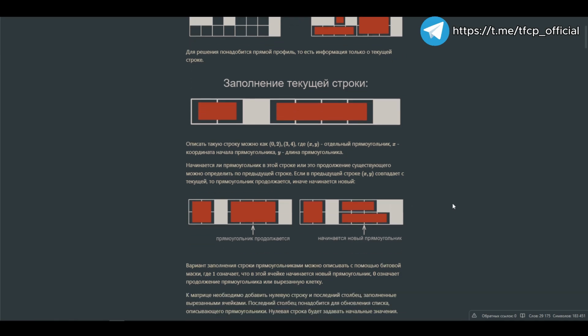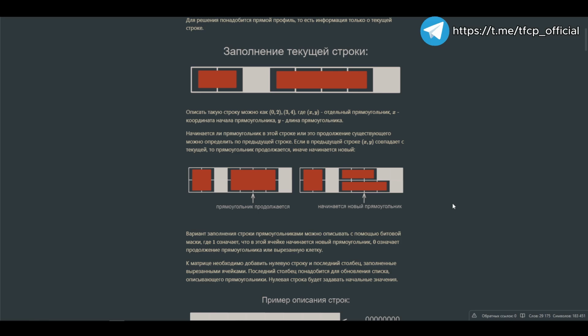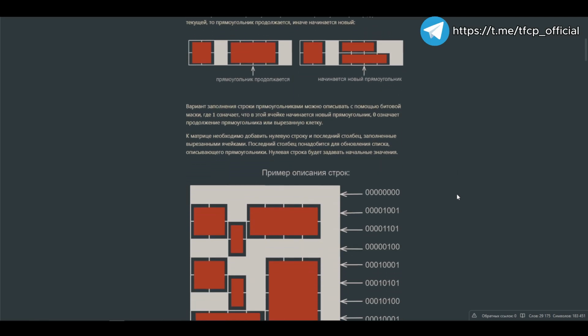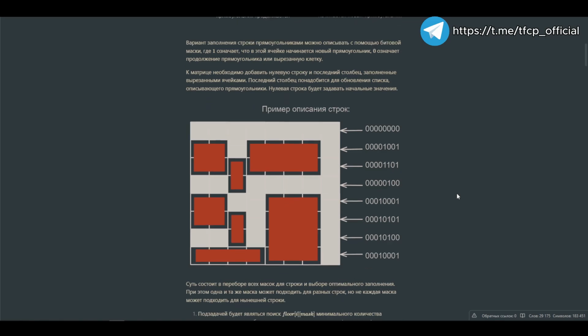How exactly can we go about filling in all the necessary information regarding rectangles? This can be done using a bit mask, where a 1 indicates that a new rectangle is starting at this position, and a 0 indicates that we actually had a rectangle before in this row, where there is a cutout cell at all. That is, this is basically how you can write such a matrix.